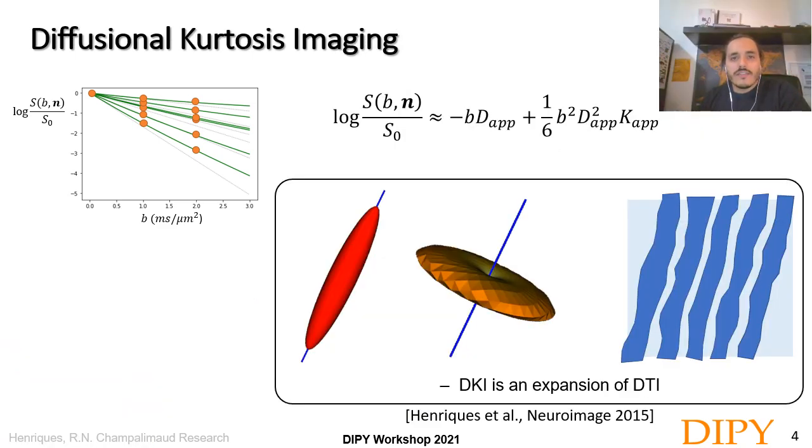DKI summarizes the deviation of non-Gaussian diffusion through the kurtosis tensor. For example, in cases of well-aligned structures, this kurtosis tensor will show higher values in directions perpendicular to the fibers, where we expect to have more boundaries or more variance in diffusivities.